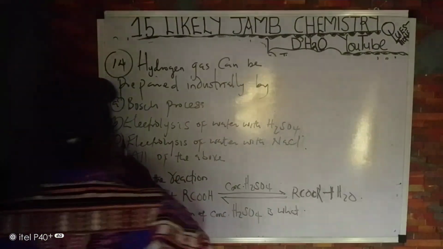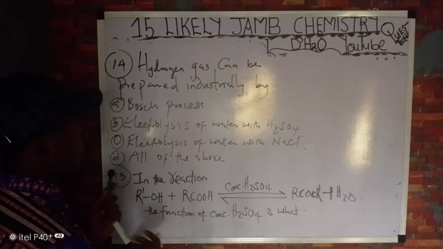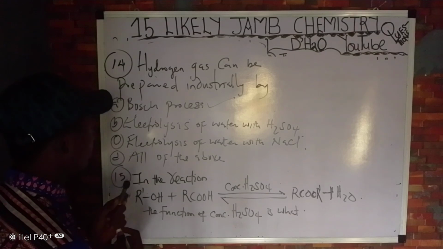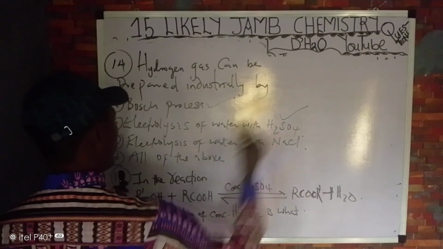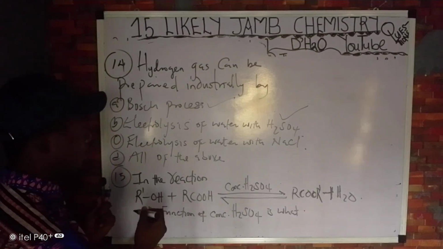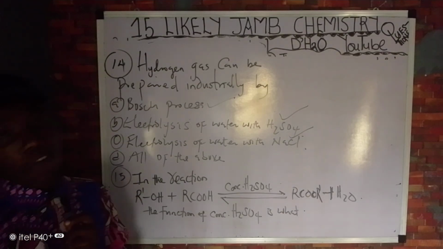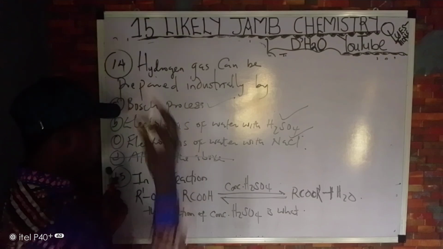Now, class, number 14 question says hydrogen gas can be prepared industrially by dash. Hydrogen can be prepared industrially by the Bosch process. Take note of that. It can be prepared by electrolysis of water using H2SO4. Yes. It can be prepared by electrolysis of water with sodium chloride. Hydrogen can even be prepared from coke. So the answer is all of the above.